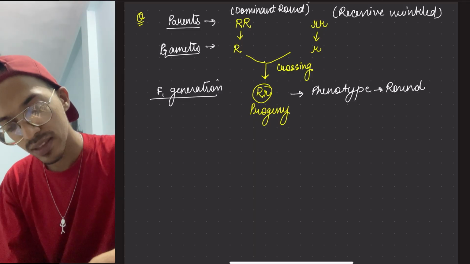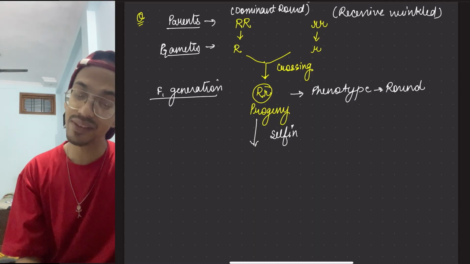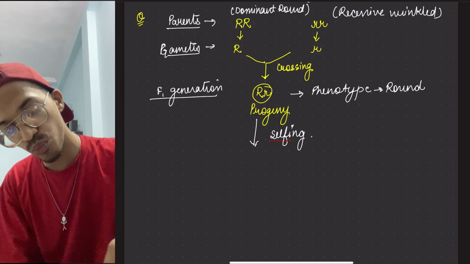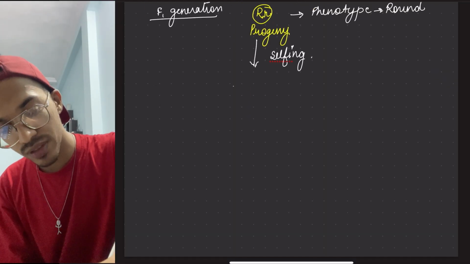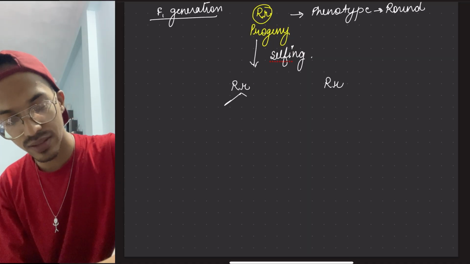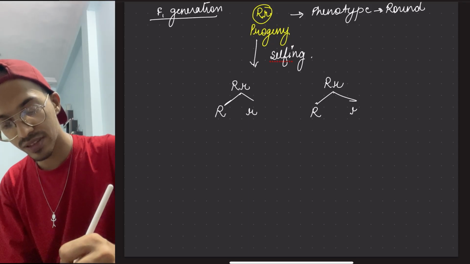Next step is selfing. So when we will be doing the selfing, we will be having these two options. These are the two parents. There will be a capital R and this small r, capital R, small r in terms of gametes.